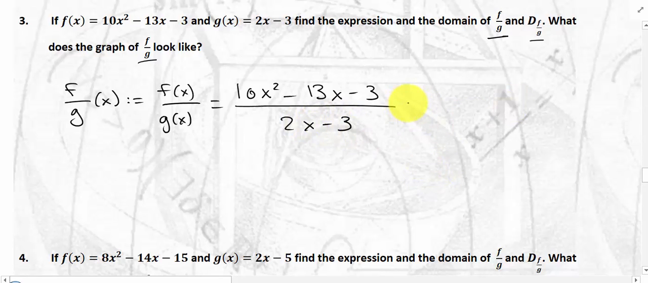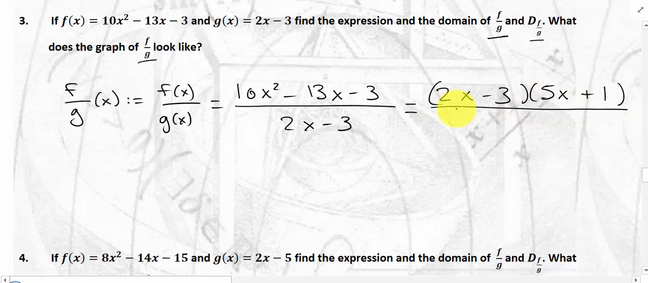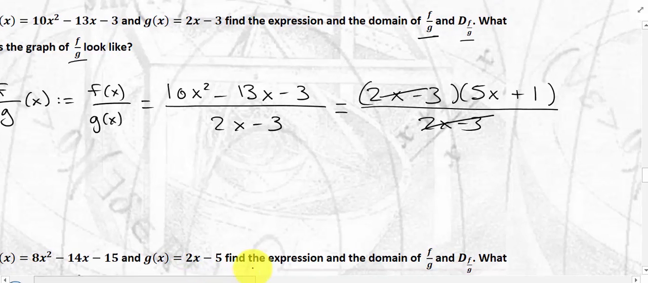All right, let's try to simplify this if we can. So let me try to factor a 2x here, and here 5x. So 5x, 2x minus 3, 5x plus 1, right? Minus 15 plus 2 is minus 13, over 2x minus 3. So here we simplify, and we have 5x plus 1. This is just the rule of assignment, right?